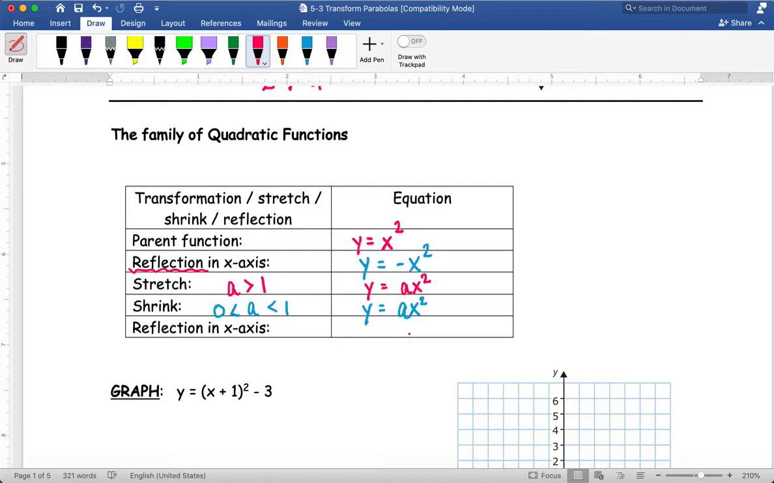And then, of course, if I'm flipping over the x-axis and doing a stretch or a shrink, this would be y equals negative a x to the power of 2. Folks, if my a is 1, then there is no stretch or shrink. All right, that would be like this one here. This negative is this negative. This a could be 1, and there's my x squared. Okay, so reflection in the x-axis. We just put the a there in case it's not a 1.